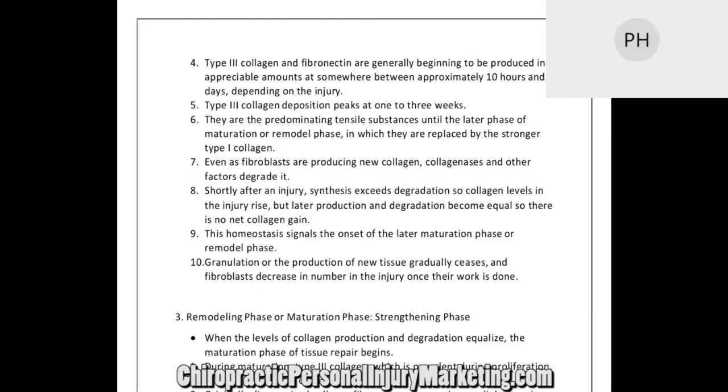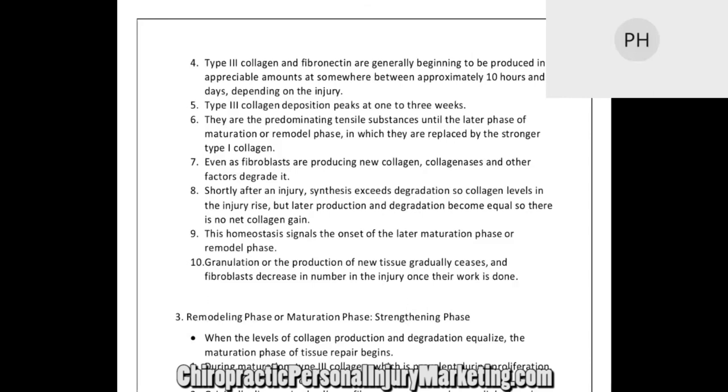This homeostasis signals the onset of the latter maturation phase or remodel phase. Let me say that again. Shortly after the injury, synthesis exceeds degradation, so collagen levels in the injury rise. But later production and degradation become equal, so there's no net collagen gain. That's the beginning of the remodel phase.